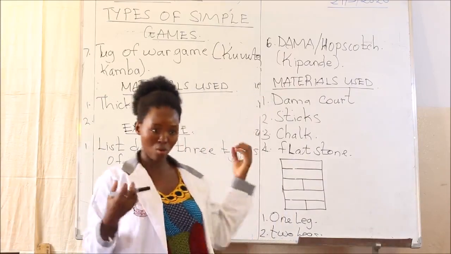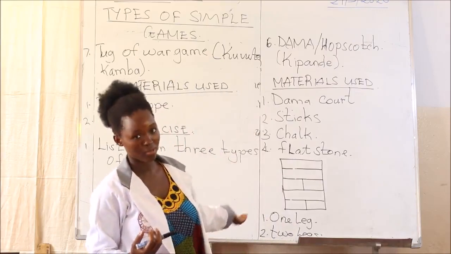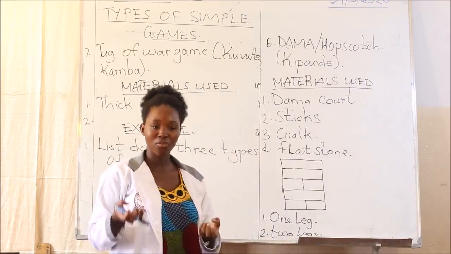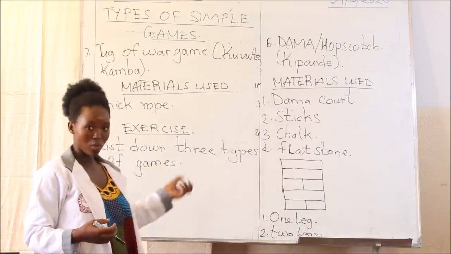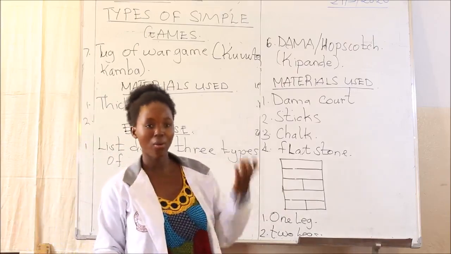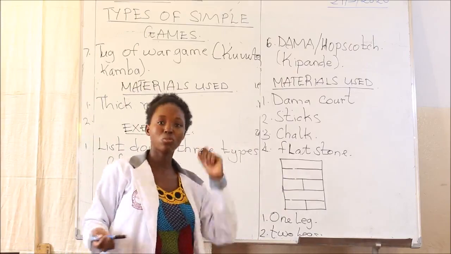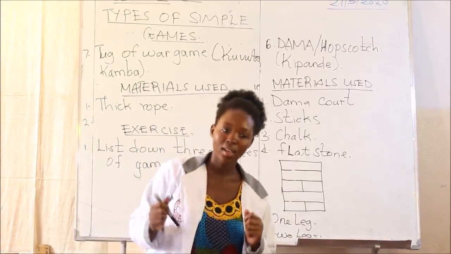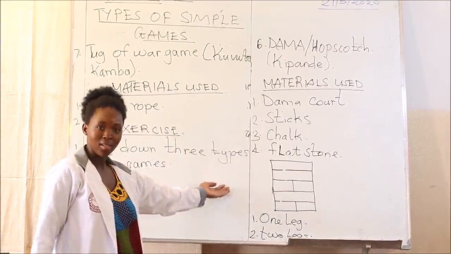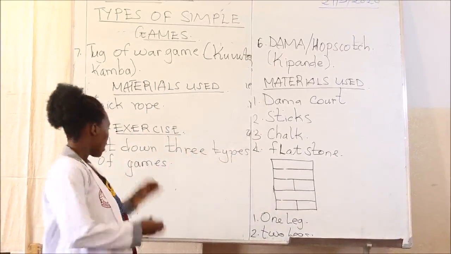I remember we discussed types of games. Let me mention them for you so that you can pass your exercise. Number 1, we have simple games. Number 2, we have ball games. Number 3, we have athletic games. Those are the 3 types of games.